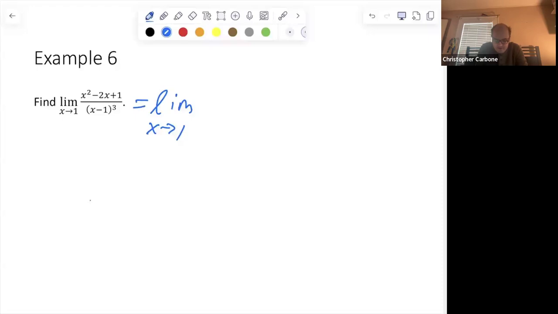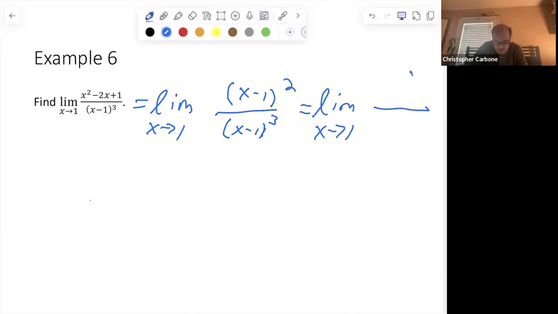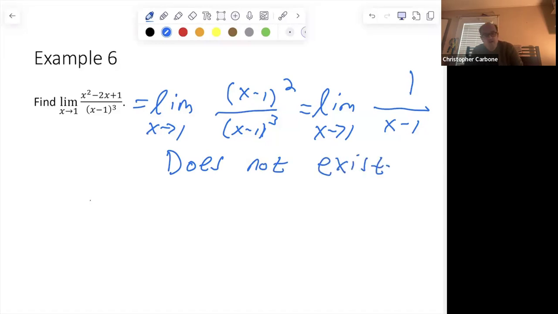X squared minus 2x plus 1 factors to be (x minus 1) squared over (x minus 1) cubed, which we can reduce. This makes the limit as x approaches 1 of 1 divided by x minus 1. The problem here, though, is if we pop 1 into here, we get 1 divided by 0, which is definitely not good. So because of that, this one does not exist, due to that nature.